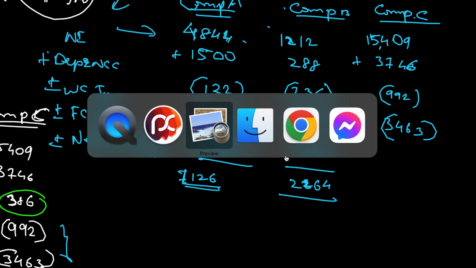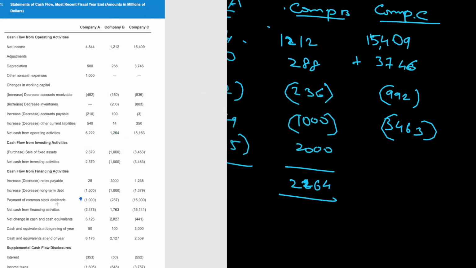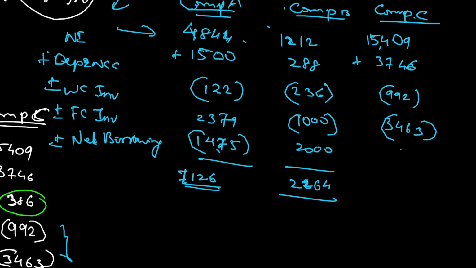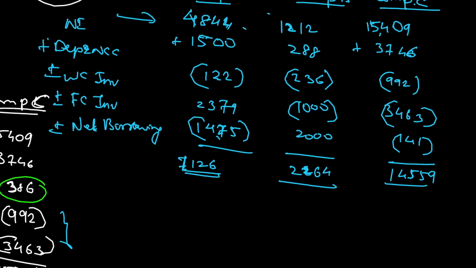And then net borrowing for the third company is 1238 minus 1379. So this will come to 141, and I'll take the bigger number's sign. There is more cash outflow, 1379 minus. So when I subtract, I get 141 and the bigger number's sign, that is minus. So I calculate, and I get 14559.